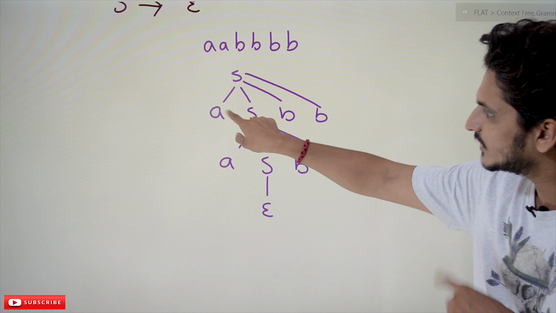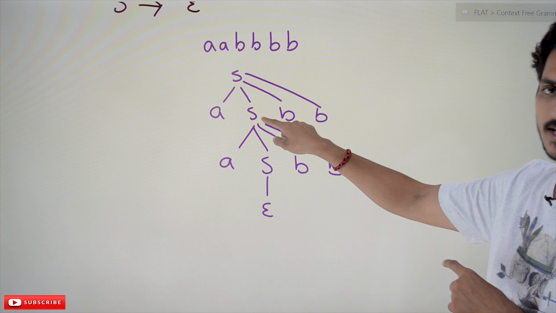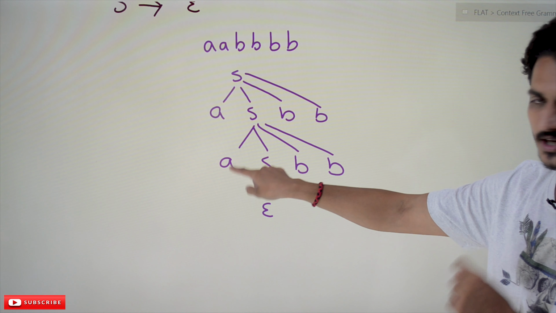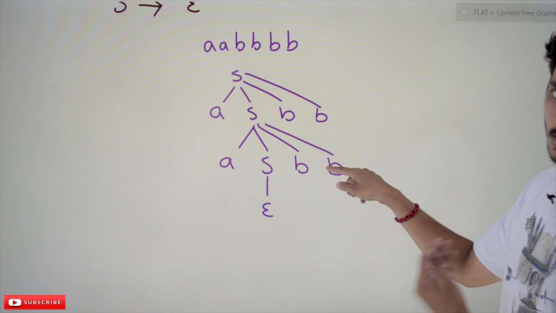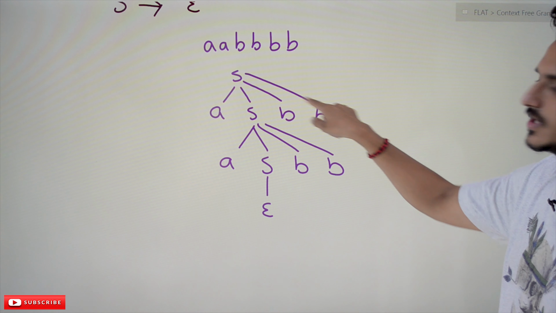Check for the input symbol a. After that call S. Again it checks a. After that it calls S. We stop here. After that we have to check 2 b's, 2 input b's. After that you have to check 2 input b's.